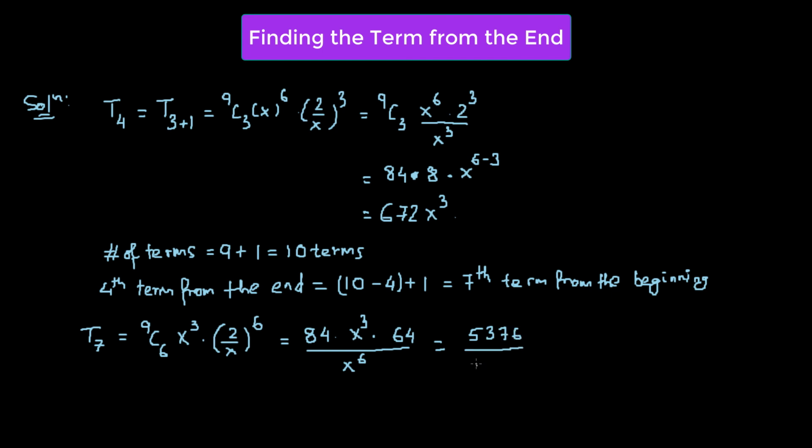And then we subtract the exponent of x in the denominator and the exponent of x in the numerator. So that would give us x cubed in the denominator. So 5376 divided by x cubed, and this is the fourth term from the end. So there we go.